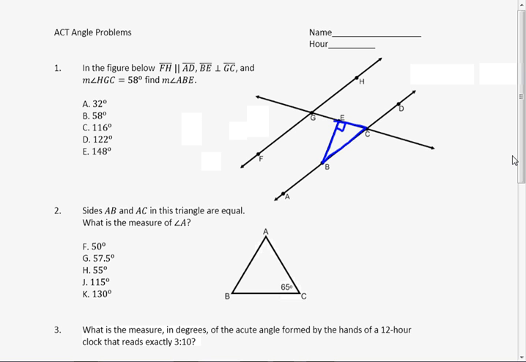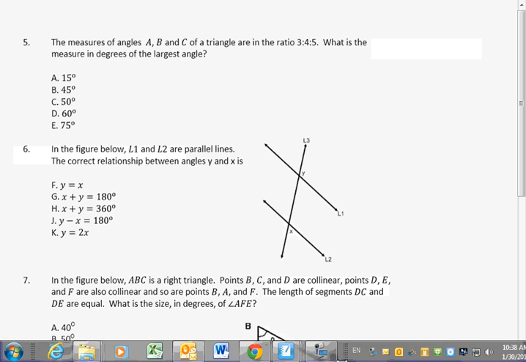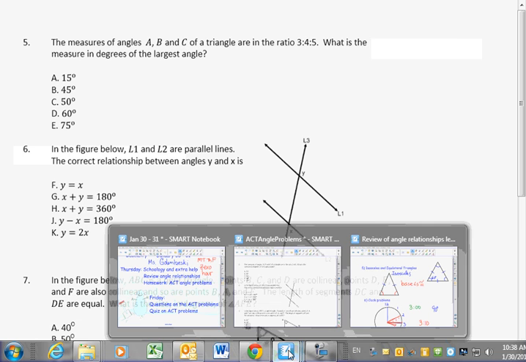Okay? These are all angle problems today. Let's go ahead and look at number 5 because I know we're going to have questions on that. It says the measures of angles ABC of a triangle are in the ratio of 3, 4, 5. I'm actually going to get a different smart board for this so I can do this. Have more space.